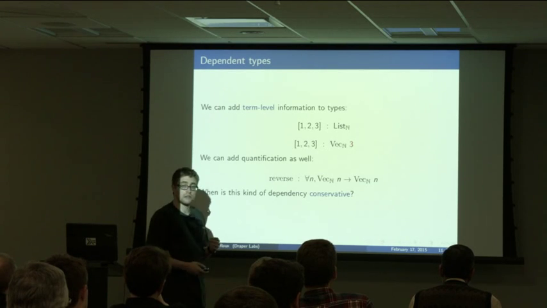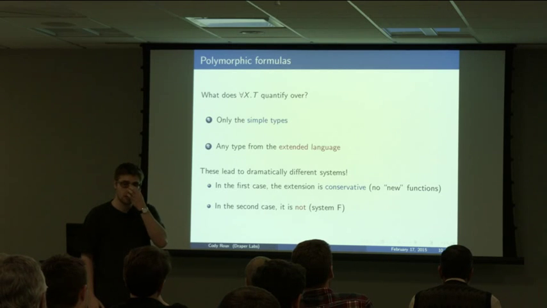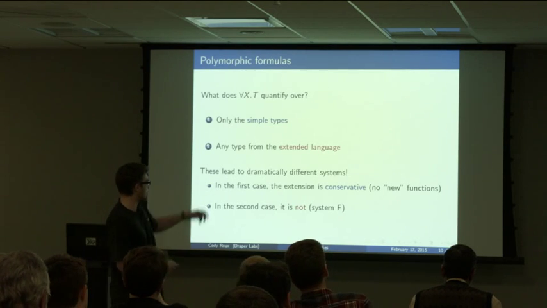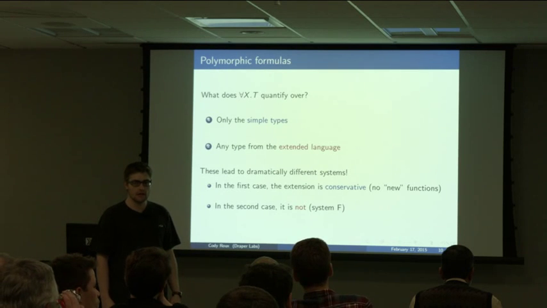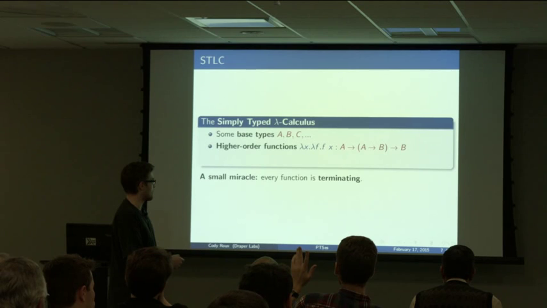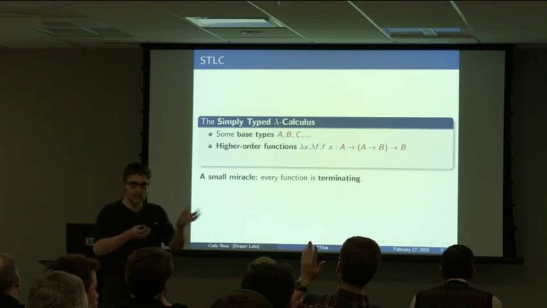Just a quick question. Yeah. The simple types are basically just the types of the simply typed lambda calculus? Yes. So the question was, are the simple types I'm referring to here the types of the simply typed lambda calculus? And the answer is yes, absolutely. There are types that look like this. They're base types and arrows. Okay, possibly nested.